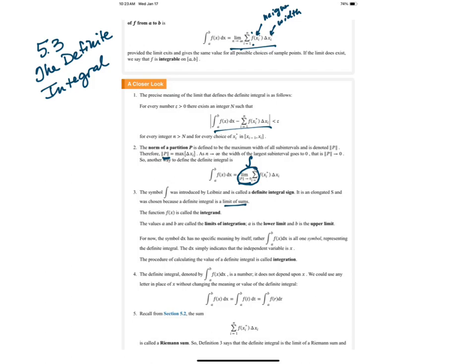Okay. The values a and b are called the limits of integration. We just talked about that. A is the lower limit, so on the left side. B is the upper limit, the upper right-hand boundary. So always from left to right, from A to B.